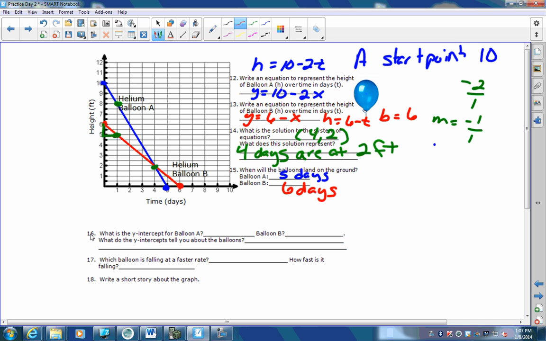Now, 16 says, what is the y-intercept for balloon A? The y-intercept right here is 0, 10. The y-intercept for balloon B is 0, 6. It says, what does the y-intercept tell you about the balloons? The height that they're starting at, right? So this is the starting height.